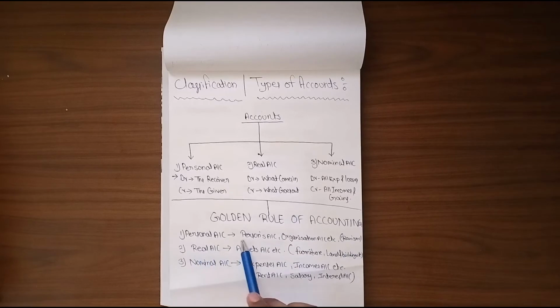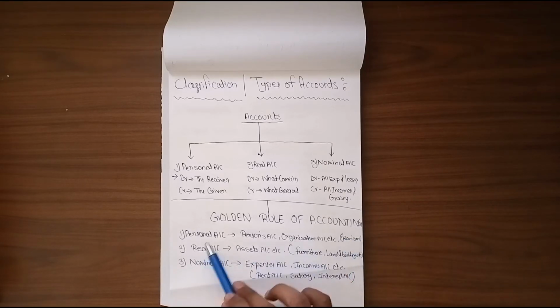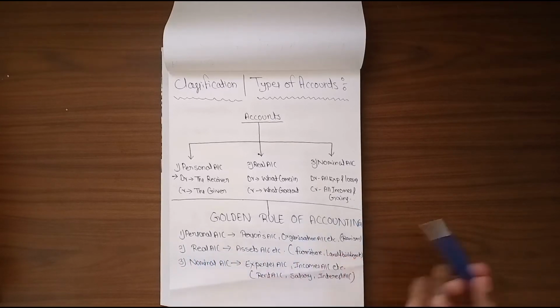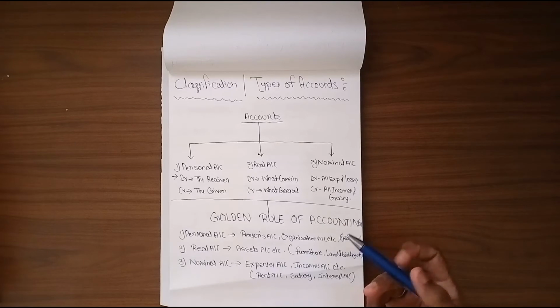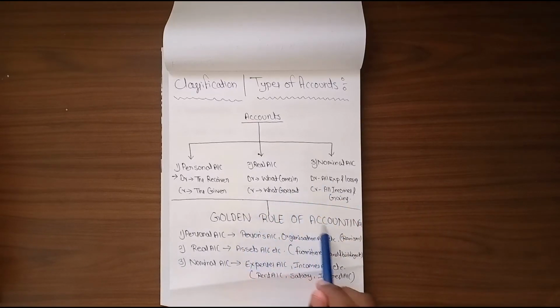Okay. Personal account, I have given you the example like a person's account. Let's say Ram has started a business, so Ram's account is a personal account. It is written in his name only, related to a person. That is the basic thing. So I hope you have understood these types of account. It is the golden rule of accounting.